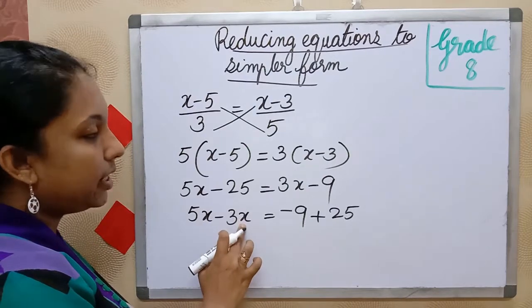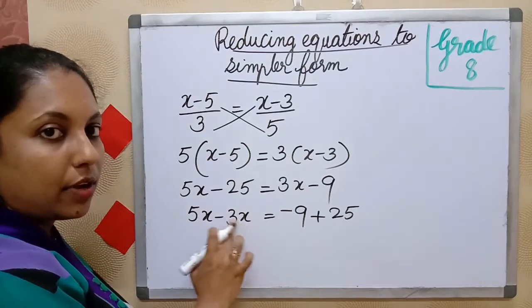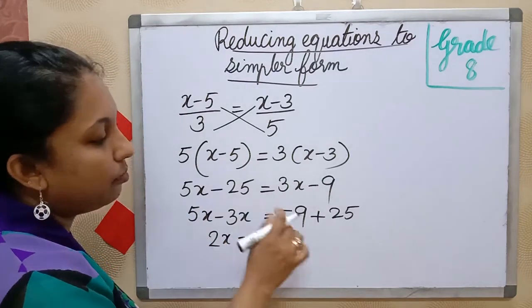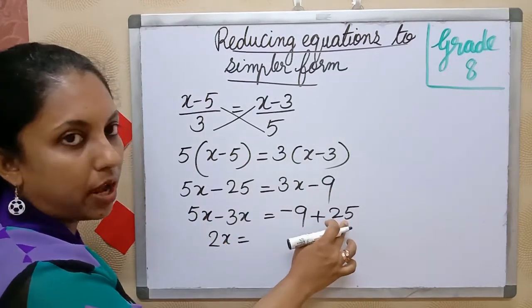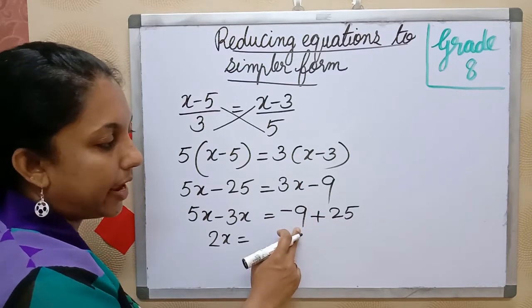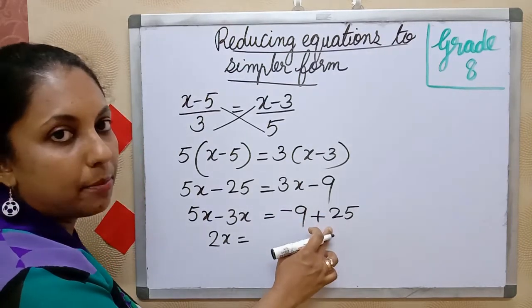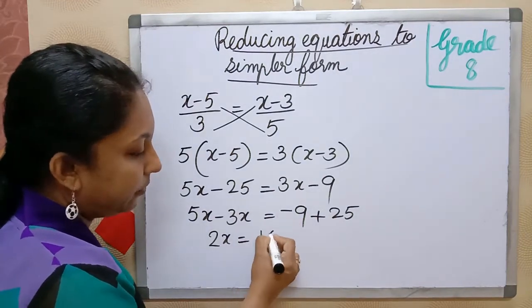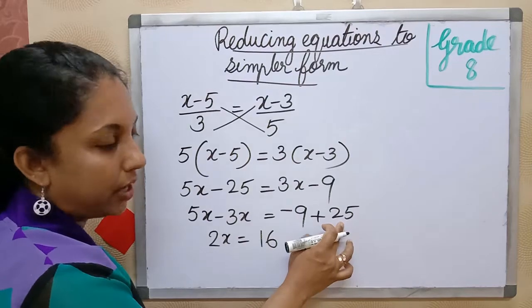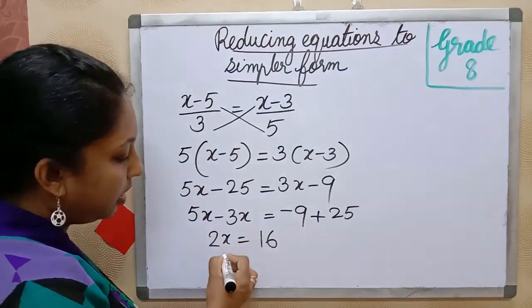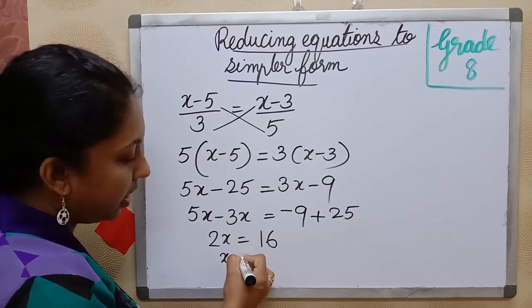So, 5x minus 3x is 5 minus 3, 2x, is equal to minus 9 plus 25. Negative and positive. So, first you have to subtract and put the biggest number's sign. So, 25 minus 9 is 16. Biggest number is 25, sign is positive. So, plus 16. Then, how should we find x?